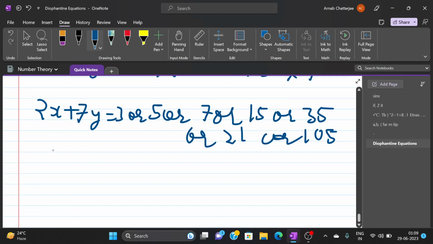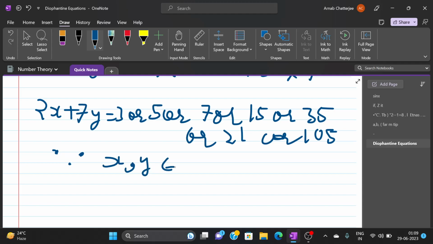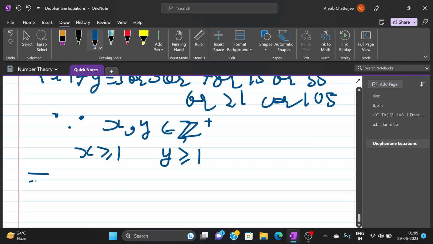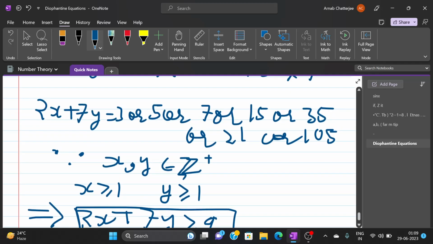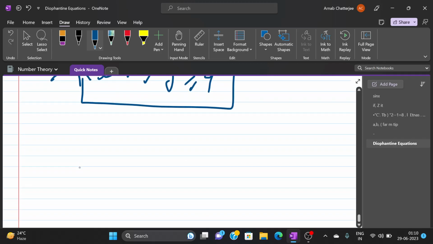Now, one thing is for sure: since x, y belong to positive integers, we must have that x is greater than or equal to 1 and y is also greater than or equal to 1. So this means 2x plus 7y is greater than or equal to 9. Again, a very important step. If you do not take it, you will end up trying to solve these cases, and at last you will anyhow find no solutions. But this step will save your time. So you will eventually take these cases only. So let us start solving.